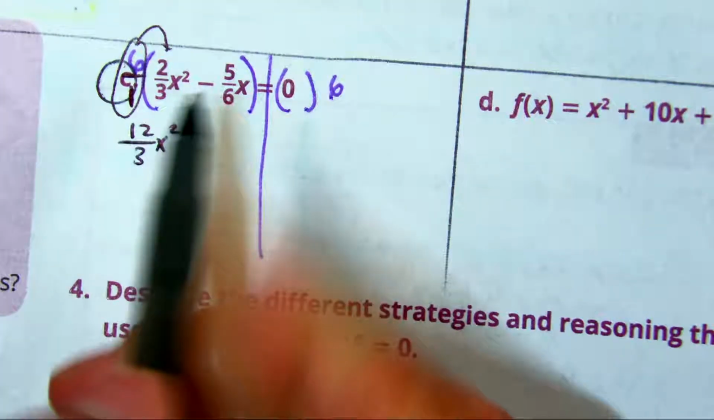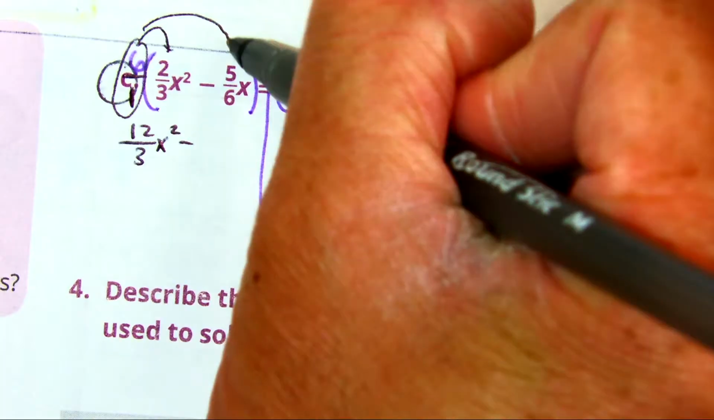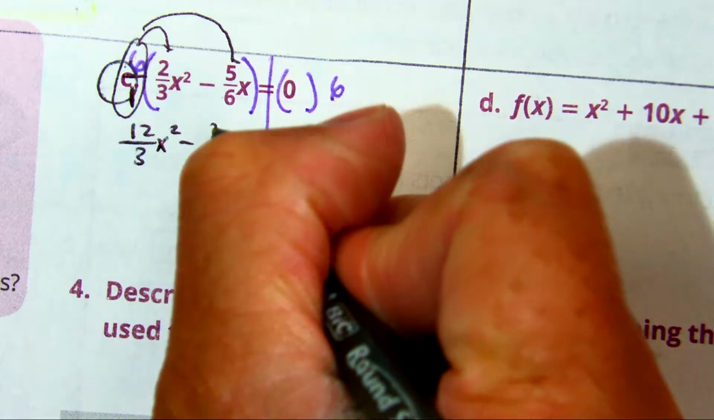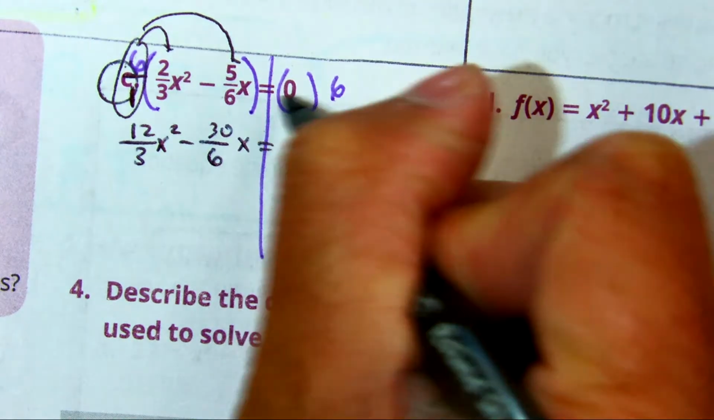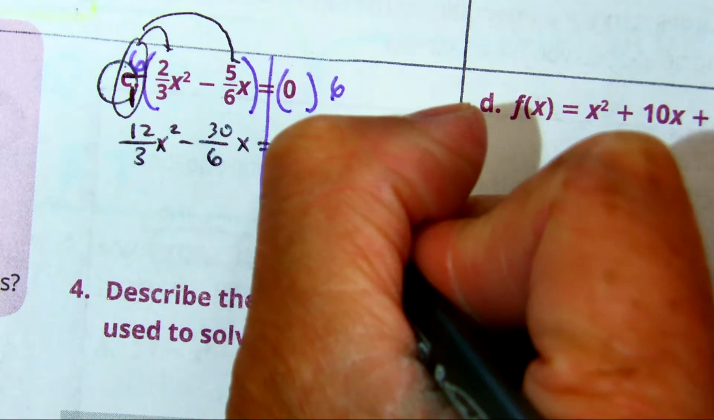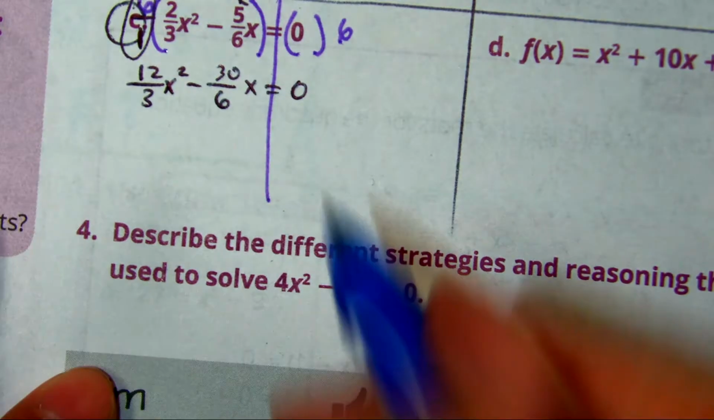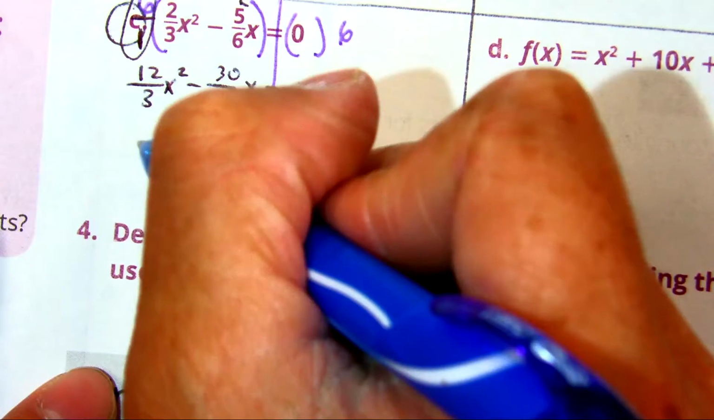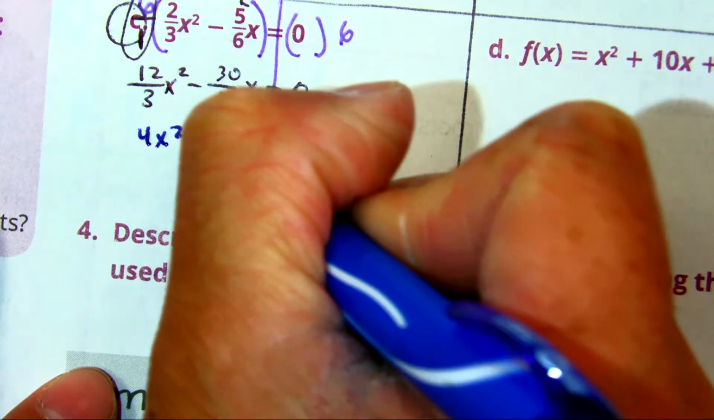And this one becomes 30 over 6 x. And then class, 0 times 6 is 0. Now that number works because if you reduce this, 12 divided by 3 is 4. And 30 divided by 6 is 5.